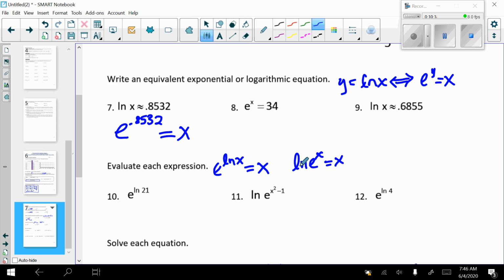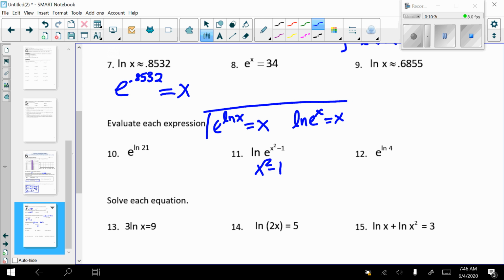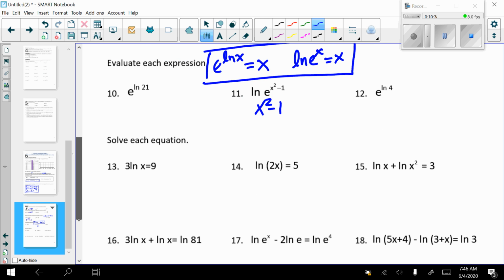All right, so let me pick one that looks the hardest here. On this one, number 11, when you're doing the natural log of e, those are going to cancel each other out, so you're left with just the x squared minus 1. Same thing for these two. So make sure you remember those properties. Maybe jot them down on your paper.